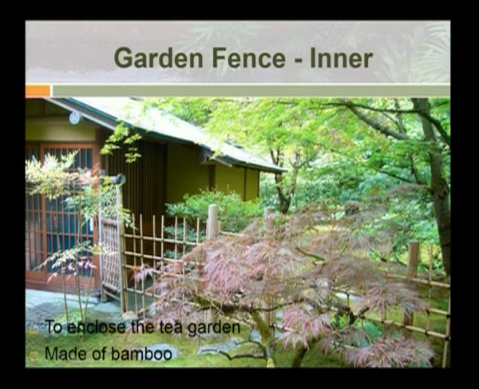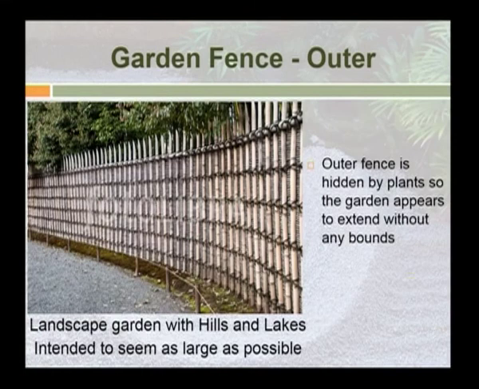The second type of fence is the inner fence. This encloses the inner tea garden, and in this case the fence is made of bamboo. The outer fence has different characteristics in different types of gardens.